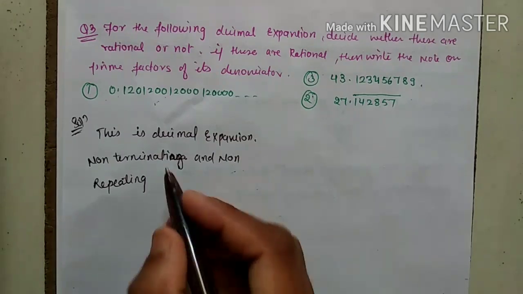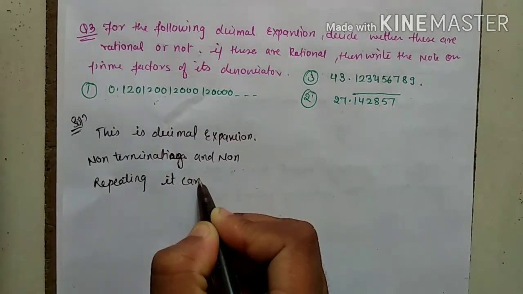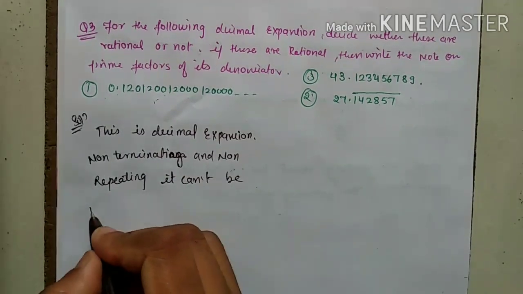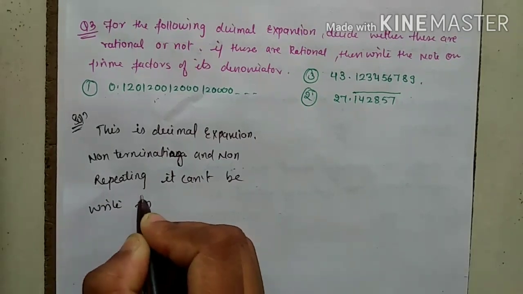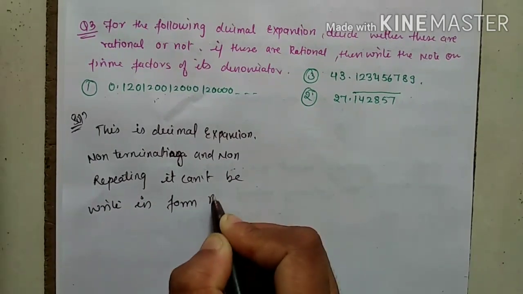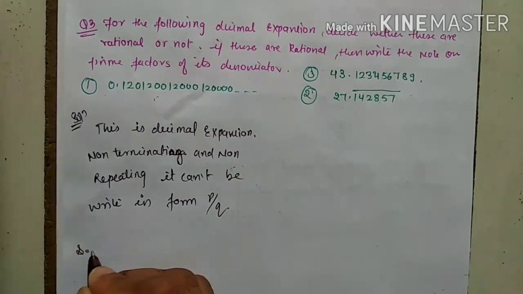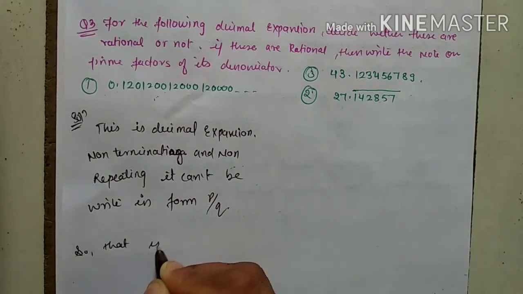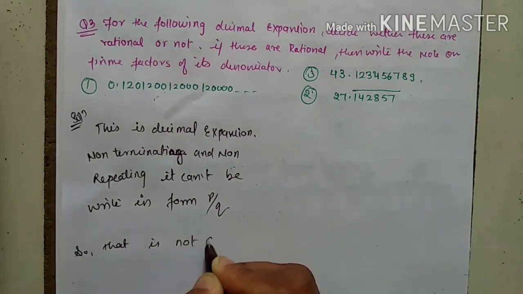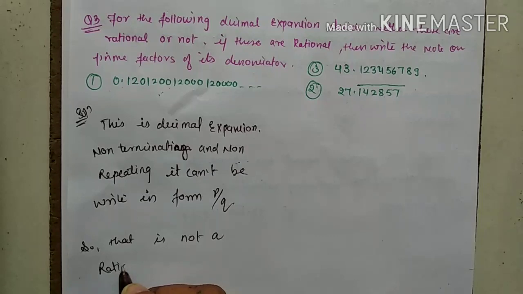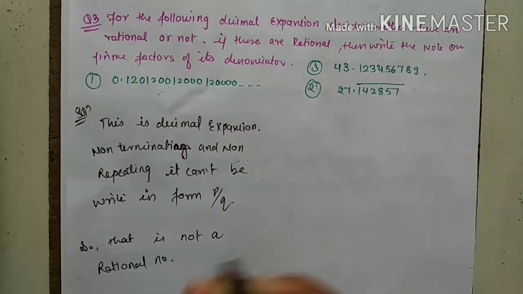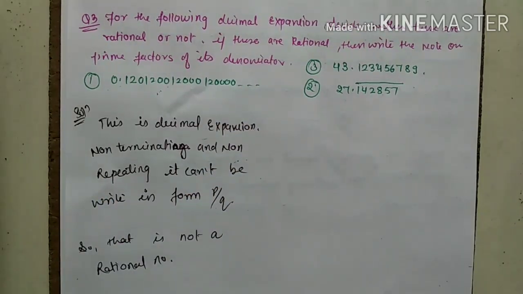So it can't be written in the form of P by Q, correct or not? As you know, this is not written in the P by Q form, so it is not a rational number. Very easy. By looking at the question, you got the answer. Now come to the next question.